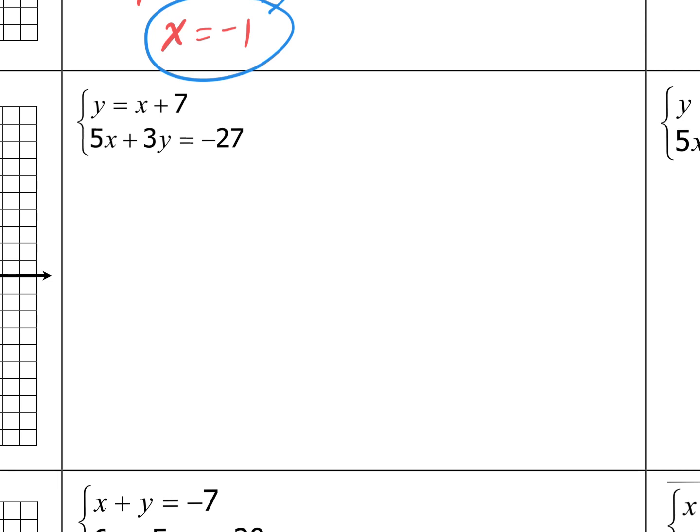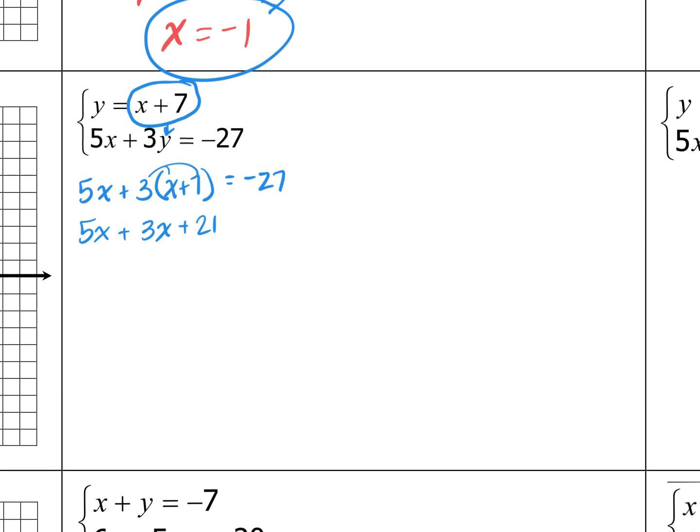We're going to do all of them, but I'm just going to tell you why I chose that one first. If I take this and I put it in here for y, then I have 5x plus 3. Now you have to have the parenthesis. It's x plus 7 equals negative 27. We have to distribute that 3. So 5x plus 3x plus 21 equals negative 27. Combine your like terms.